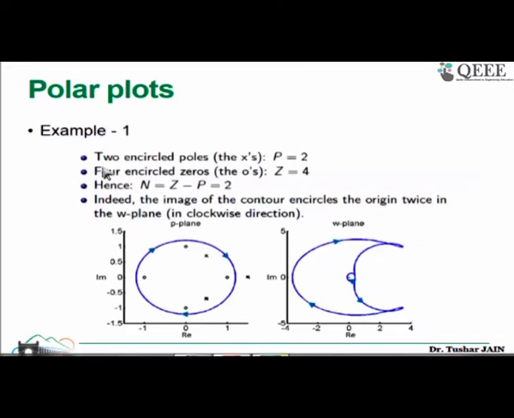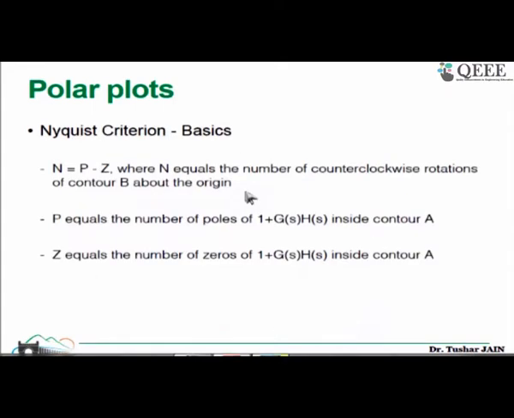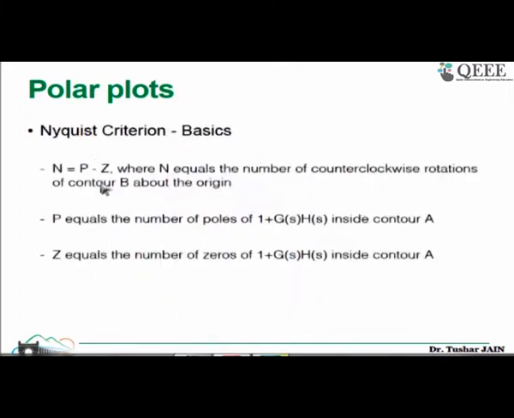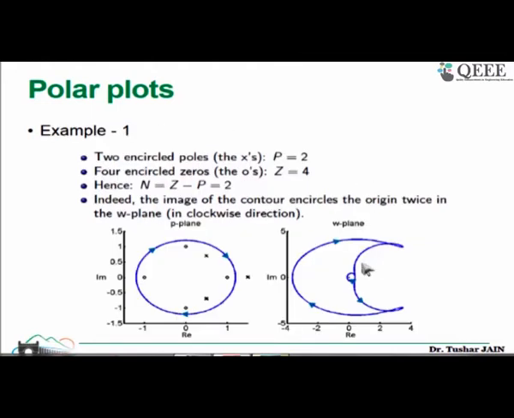Let's see one example. This is contour A, and this is the contour B in the f function plane, the W plane. If you look at this plane, I have 4 zeros and 2 poles. So Z is equal to 4 and P is equal to 2, which says that N should be equal to 2 around the origin. It should be a clockwise rotation, because Z minus P is 2, and P minus Z gives minus 2, which would be a clockwise encirclement of the origin.